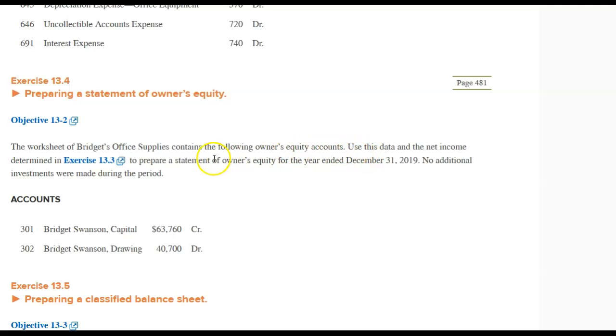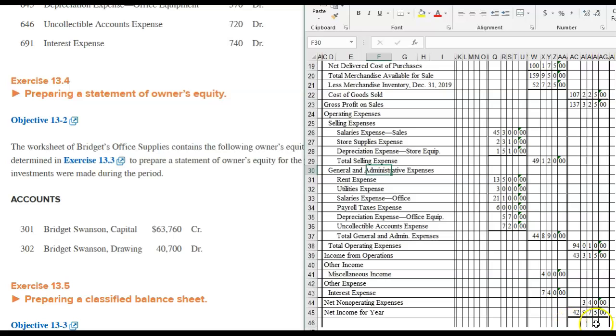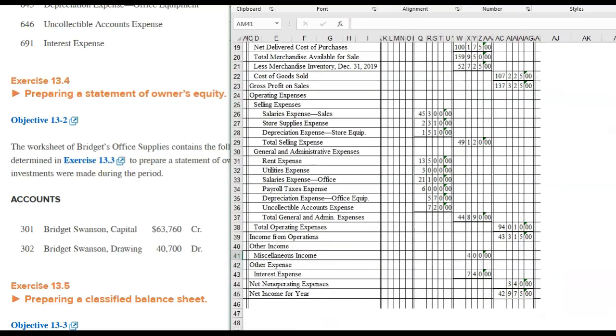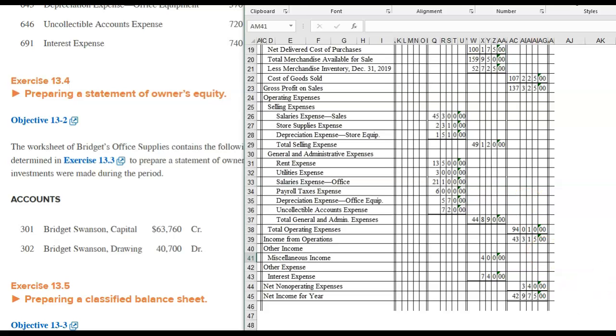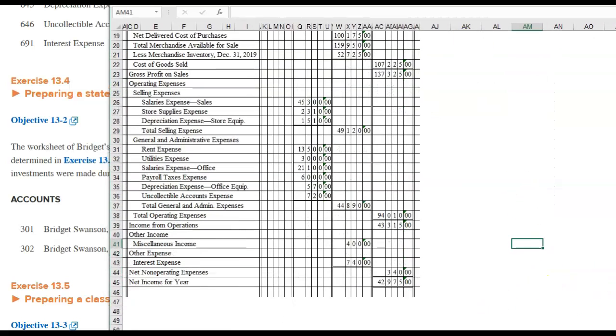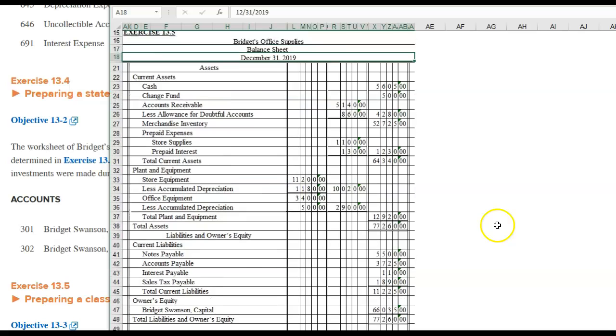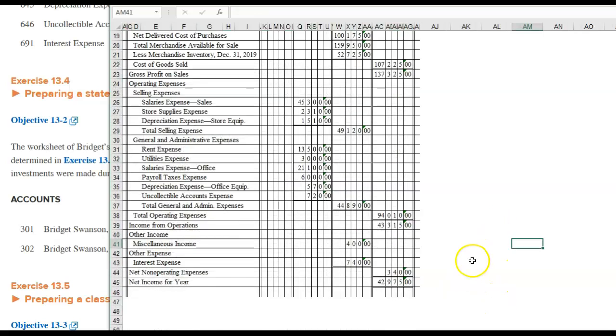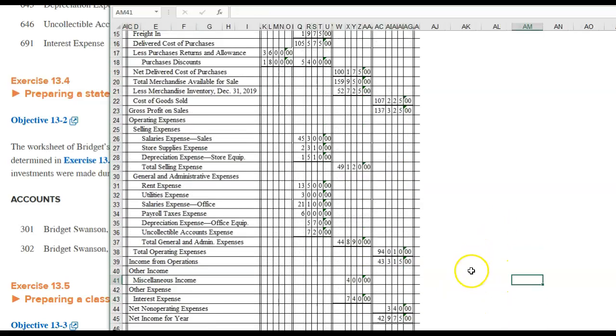We're going to grab the net income in exercise 13.3. So what is our net income for the year? Down here, 49,975. We're going to need that to make the statement of owner equity. So let's see what that looks like. That's the balance sheet. Income statement.